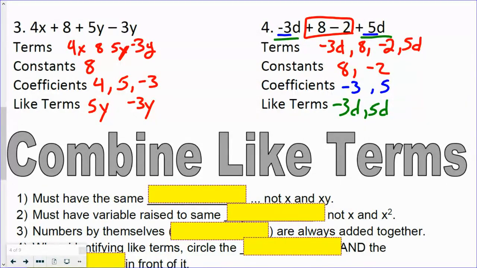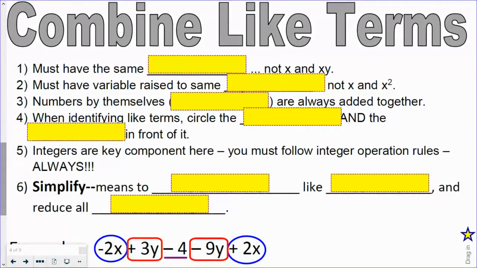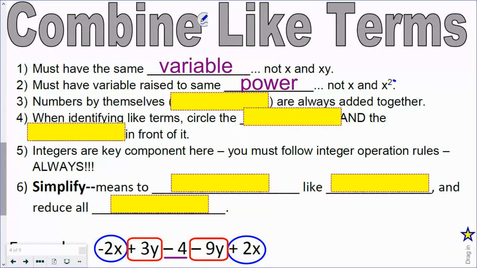So let's talk about some rules that we have about combining like terms. They always have to have the same variable. You cannot combine an x and an xy. They must be raised to the same power. You notice how this one has the exponent? You cannot mix that together. Same thing, you cannot put together this. Those are not the same powers. You cannot put those together.